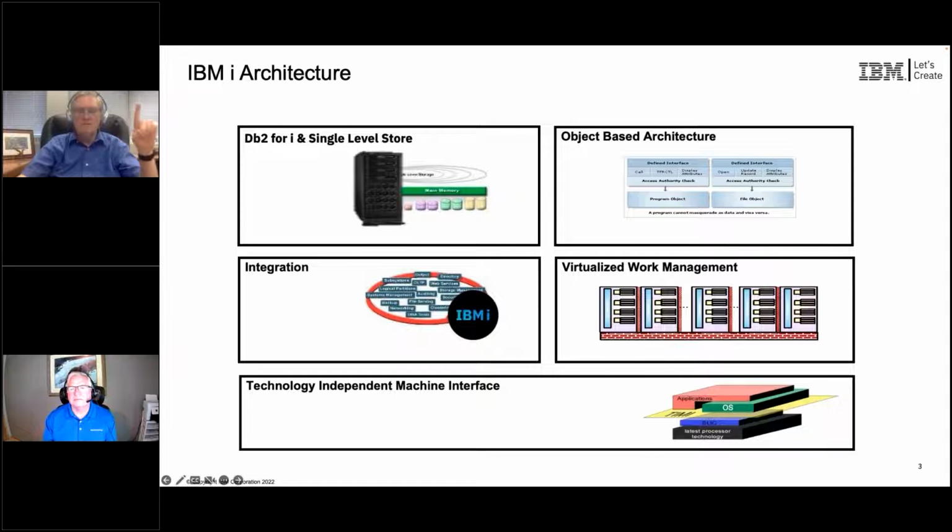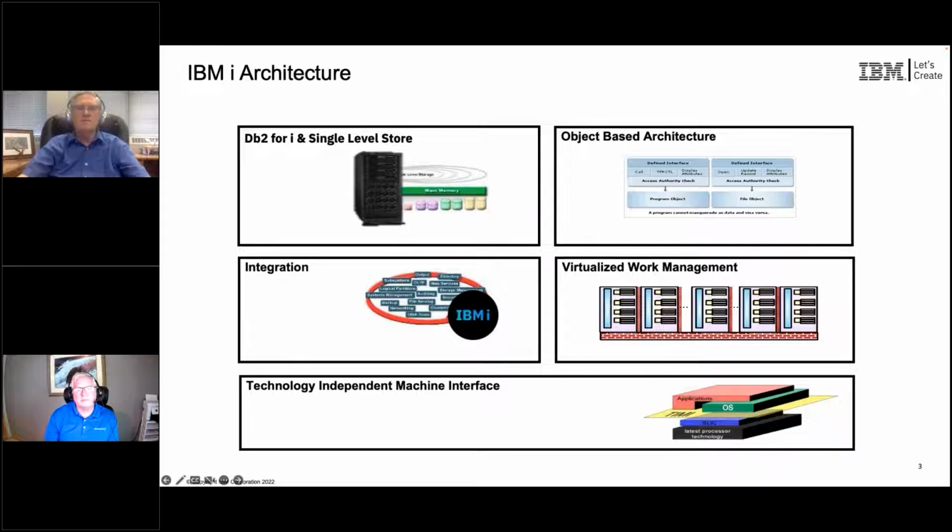And finally, and very, very importantly, the technology independent machine interface, which guarantees for our customers that if they compile a piece of code as far back as they want to in this architecture, it will run today unchanged on today's modern architecture. These architectural elements are the basis of a lot of the value of this platform. And so I will describe the IBM i architecture in this way when I'm talking to clients.